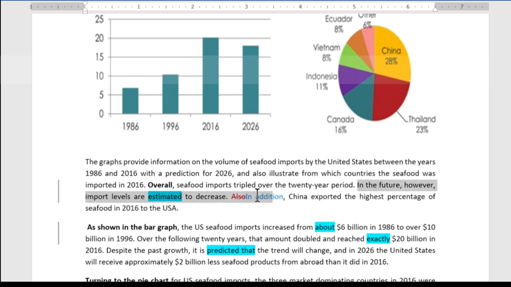Let's have a look at that more specifically. In the future, however, import levels are estimated to decrease. So I really like how this has been covered. This chart has been covered really, really well.